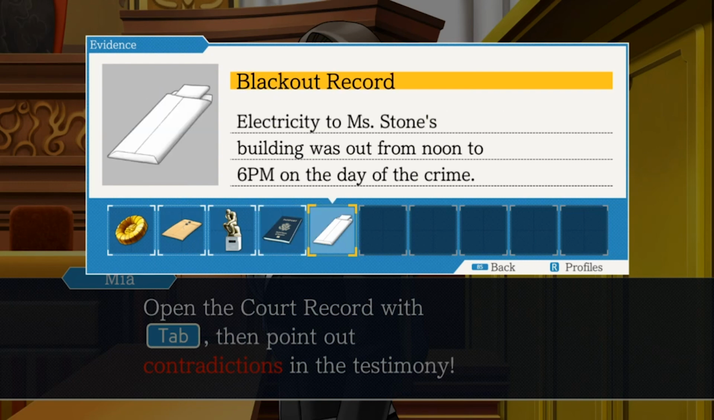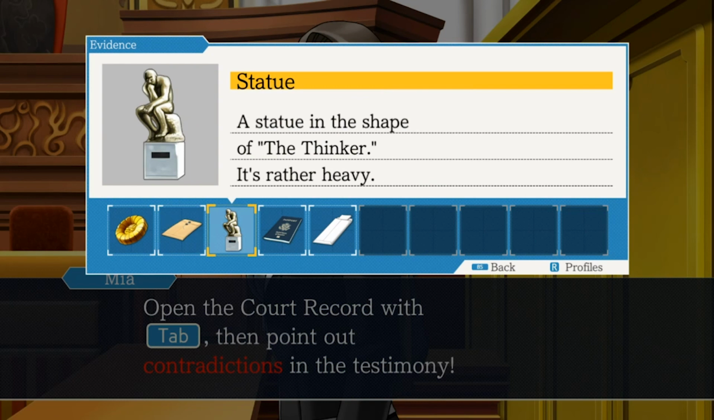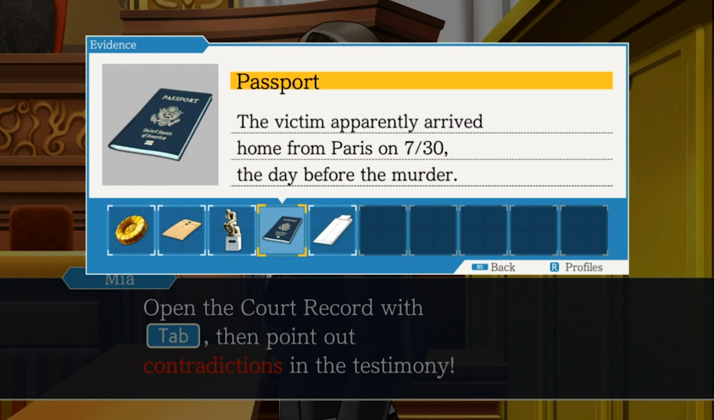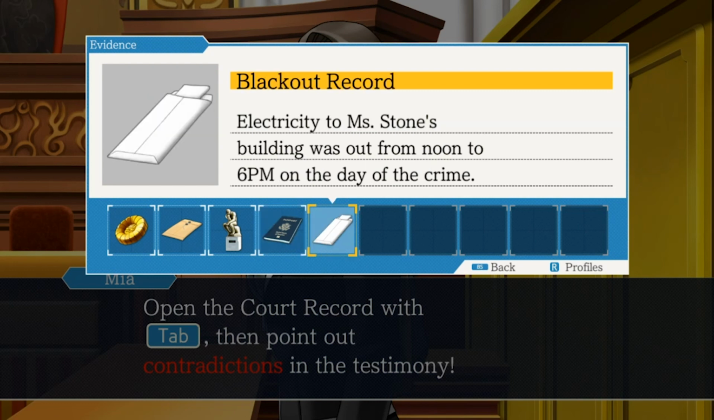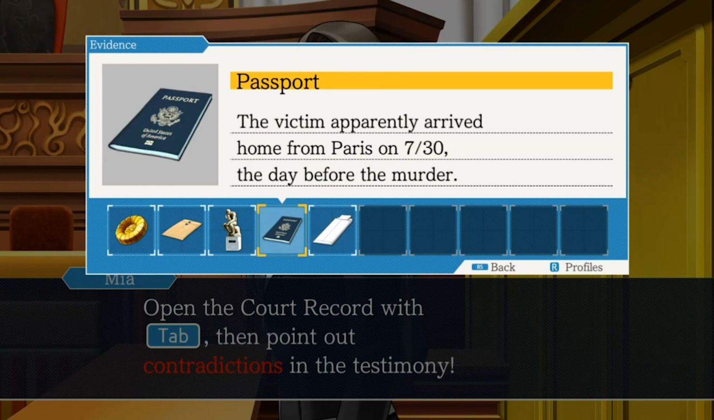Yeah. Okay, so going back over, we've got Cindy's autopsy report. Time of death was between 4 and 5 p.m. Cause of death was loss of blood due to blunt trauma. And then we have the statue. This is the blunt force object. Right. A statue in the shape of the thinker. It's rather heavy. And then the victim apparently arrived home from Paris on the 7th at 7:30, the day before the murder. And then electricity to Ms. Stone's building, whatever. You know what? I can read. Was out from noon to 6 p.m. on the day of the crime. Okay. So that's what we're working with.